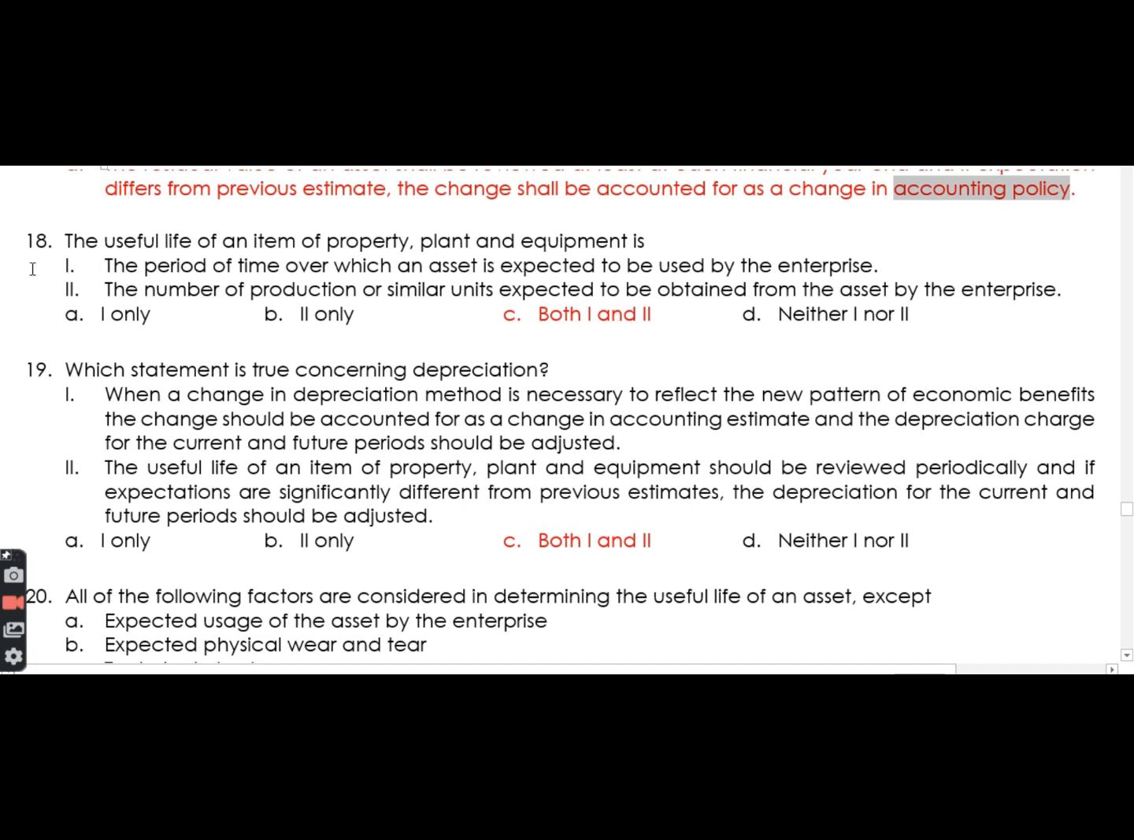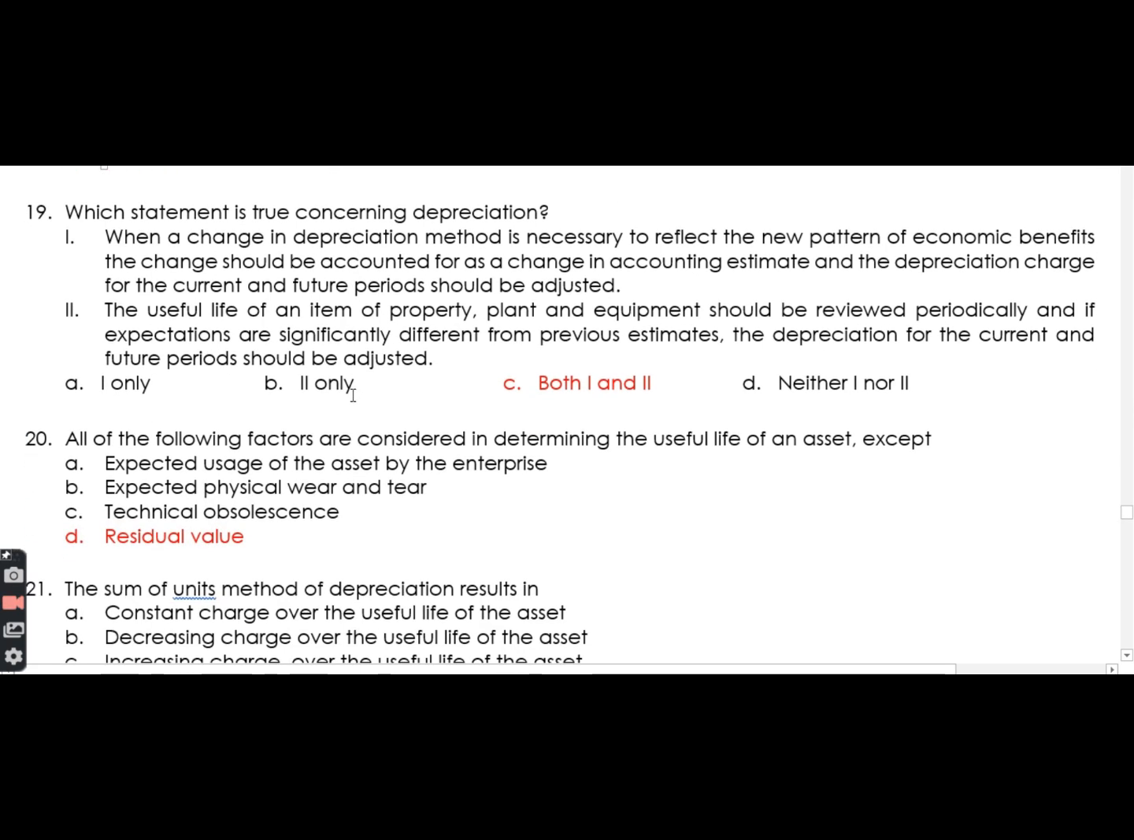Kaya nga, pwedeng gumamit ka ng number of years or sum of the years digits or double declining balance kung ang habol mo ay pagde-depreciate using the period of time ng paggamit mo ng asset. Pero kung ang basis mo ng depreciation is yung productive capacity, kung ilan yung kaya niyang i-produce, ilang number of hours yung pwede mong magamit doon sa machinery, then pwede mo siyang gamitin sa number 2. Kaya letter C ang sagot dyan.